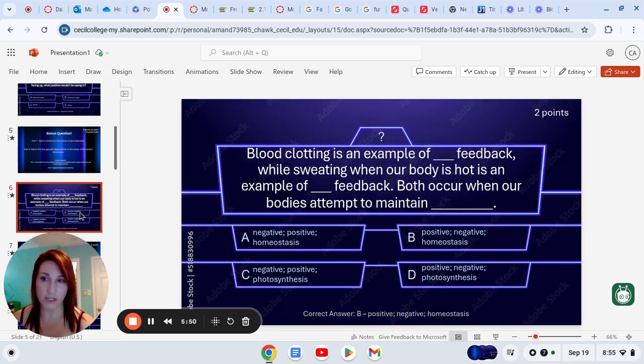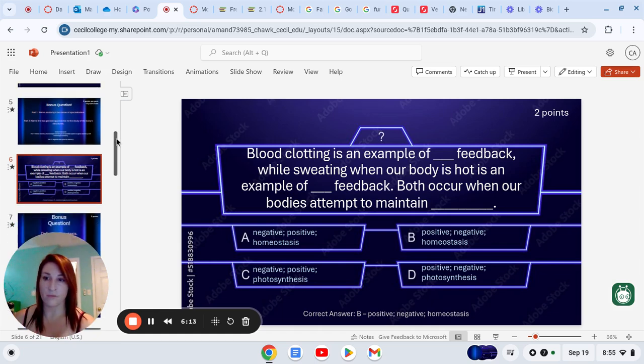The next question is, blood clotting is an example of blank feedback, while sweating when our body is hot is an example of blank feedback. Both occur when our bodies attempt to maintain blank. So that would be, blood clotting is an example of positive feedback, while sweating when our body is hot is an example of negative feedback. Both occur when our bodies attempt to maintain homeostasis.